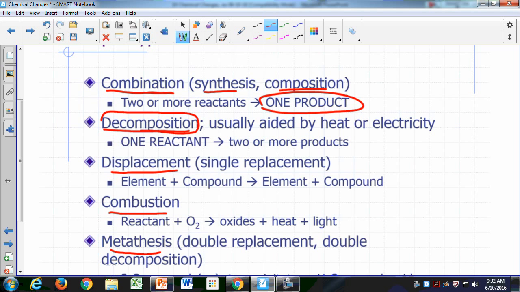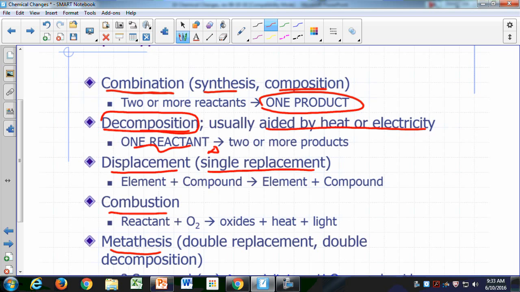Decomposition is the opposite of composition or opposite of combination, and this is usually aided by heat or electricity. If you want this to happen, typically you have a reactant which has to be a compound, and when you heat or apply electricity to that reactant, you can generate two or more products. Usually when you put a triangle symbol under an arrow, that means heating is involved.